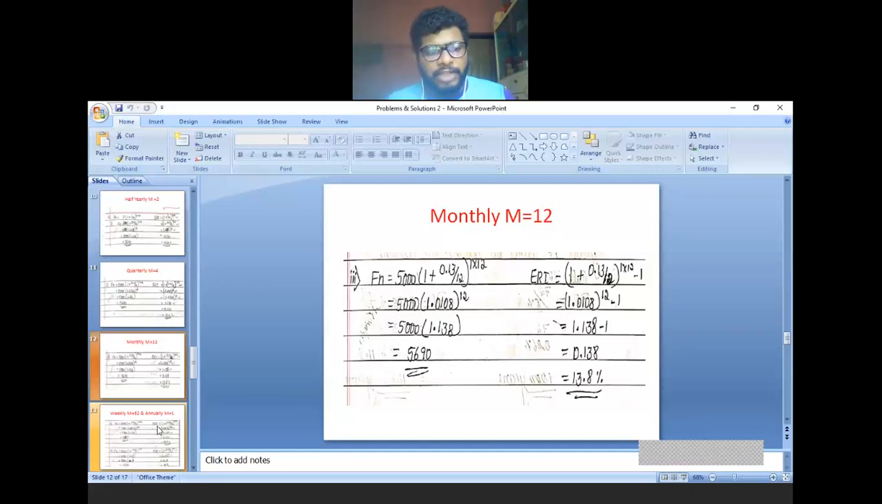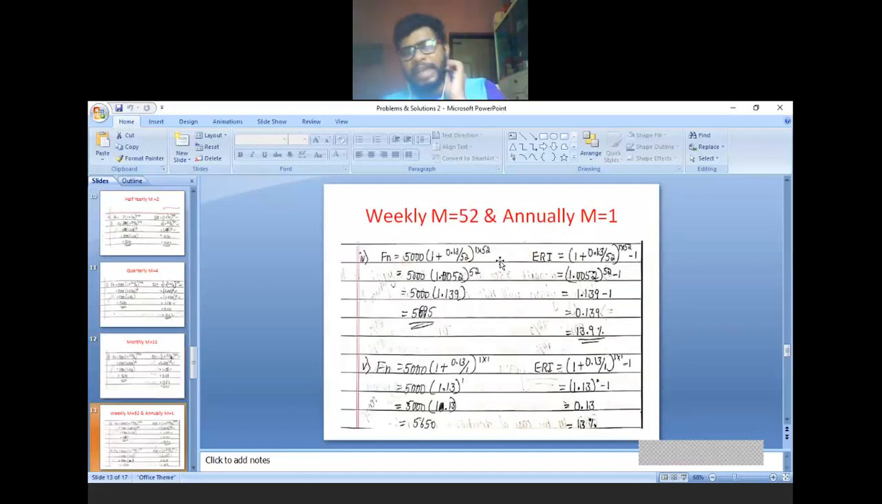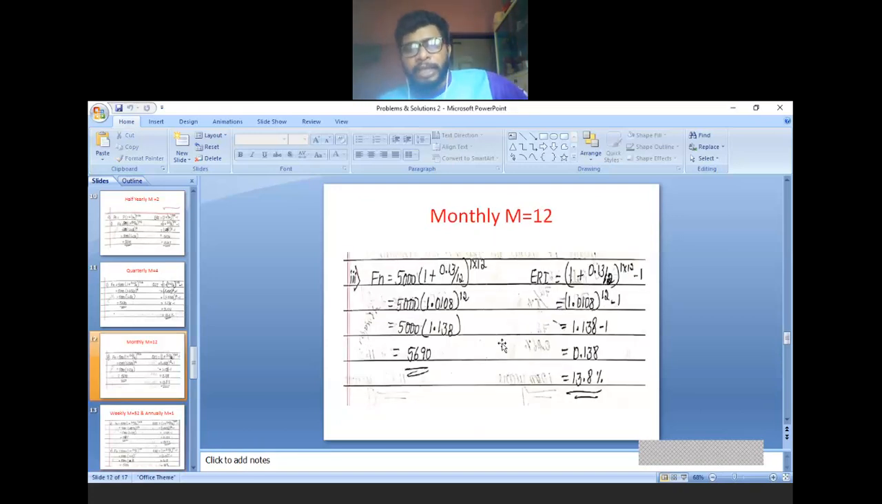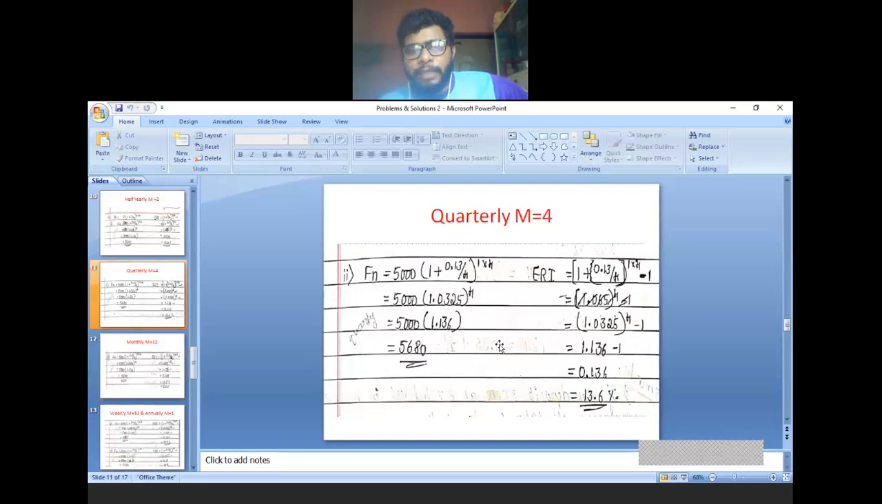Finally, weekly calculation, M is equal to 52. Now with an ordinary calculator, you cannot calculate, because to the power 52 you cannot multiply in an ordinary calculator. Therefore, always use a scientific calculator. Observe the value every time.